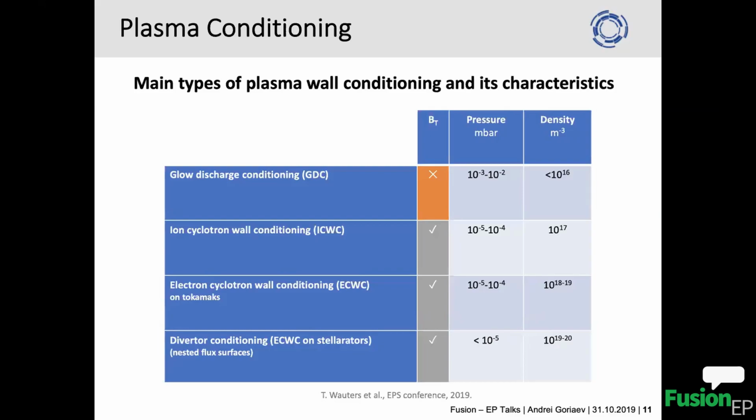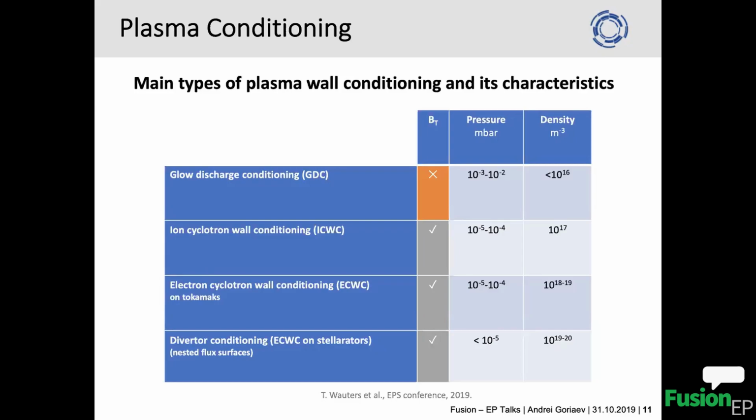First of all, it depends on what kind of heating system you have. It depends on the type of your device. For instance, for electron cyclotron wall conditioning, it depends on tokamak or stellarator, the magnetic field configuration. And most important, it's the so-called plasma wetted area.